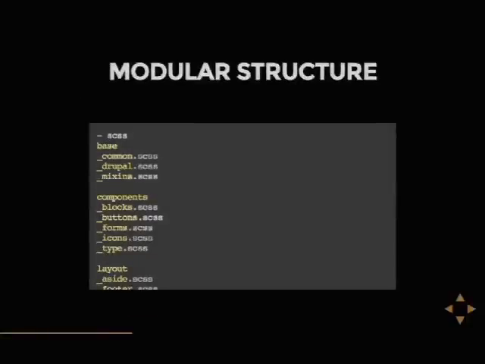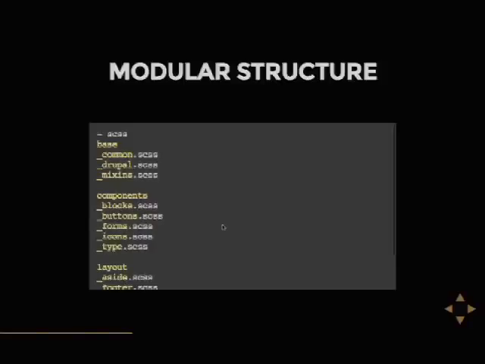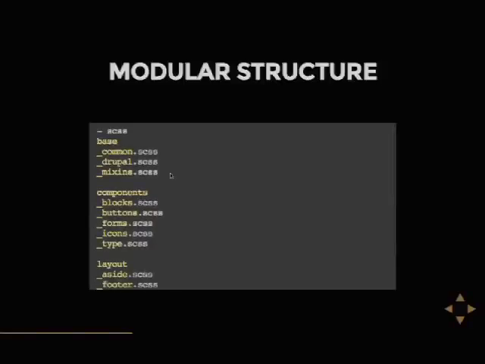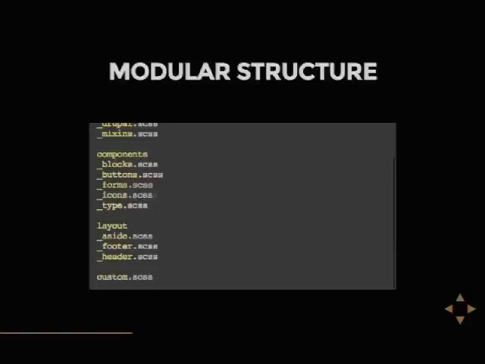This is the modular structure that I was talking about. So you've got your base, which is your common Sass file, and the little underscore before the file name is what's called a partial. All these different files are imported into this custom Sass file and then compiled into a custom.css file. That's what's going on here.